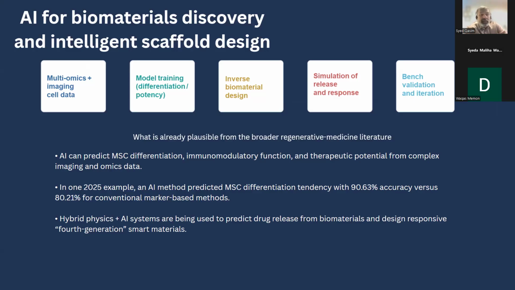Hybrid physics plus AI systems are being used to predict drug release from the biomaterials and design response. 4th generation smart materials की बातें हो रही हैं. तो this was, again, I can share the resources with you कि कहाँ से मैंने information ली है, but it has actually changed. The paper was, I think, advancing mesenchymal stem cell therapies and intelligent biomaterials for regenerative medicine. So this is already happening. Okay, and the boxes that you're seeing here are the way that it has been used, reverse engineering the technology.